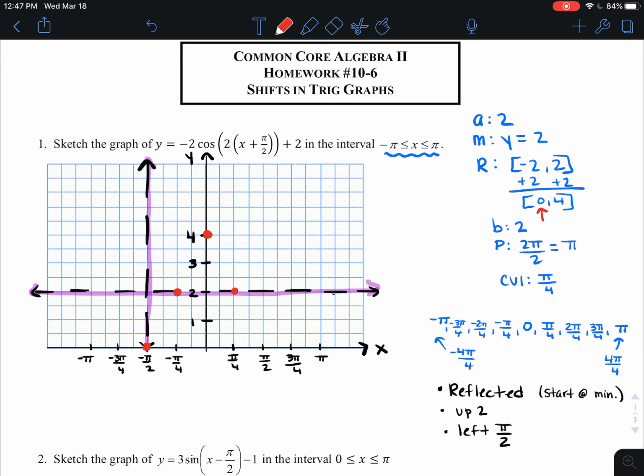Then at my next critical value, come back to the middle. Next critical value, back to the minimum. Next critical value, back to the middle. Next critical value, back to the maximum.